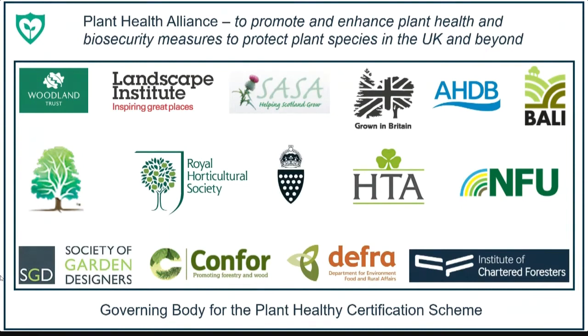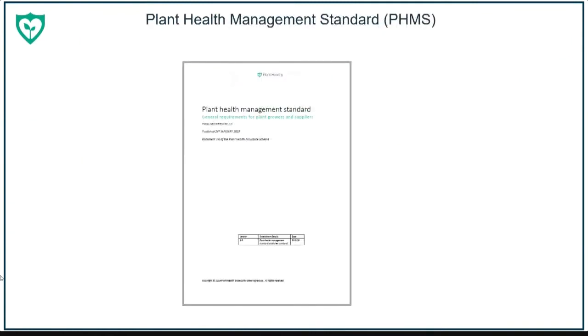So it was with this threat in mind that the Plant Health Alliance was formed in 2018. The organisations that make up the alliance include government agencies, trade associations, and environmental charities. The aim of the alliance is to promote and enhance plant health and biosecurity measures to protect plant species in the UK and beyond. The alliance produced the Plant Health Management Standard in January 2019 and are the governing body of the Plant Healthy Certification Scheme, which is run as a not-for-profit initiative. The scheme is based on the Plant Health Management Standard.